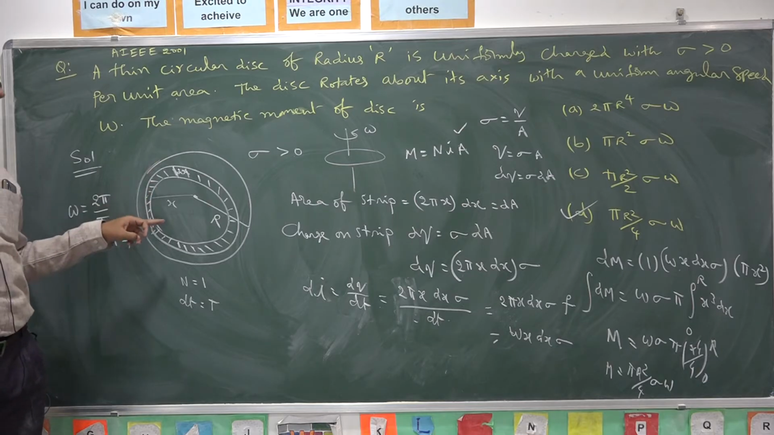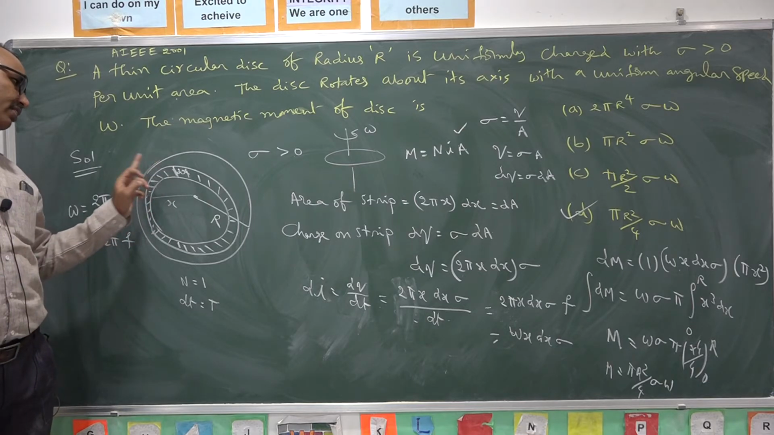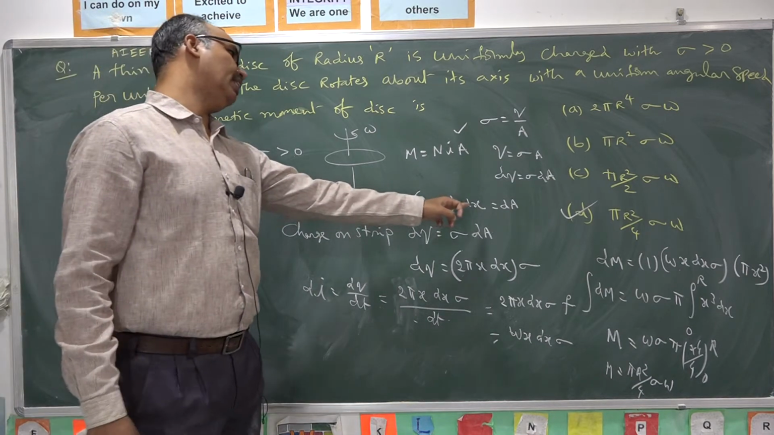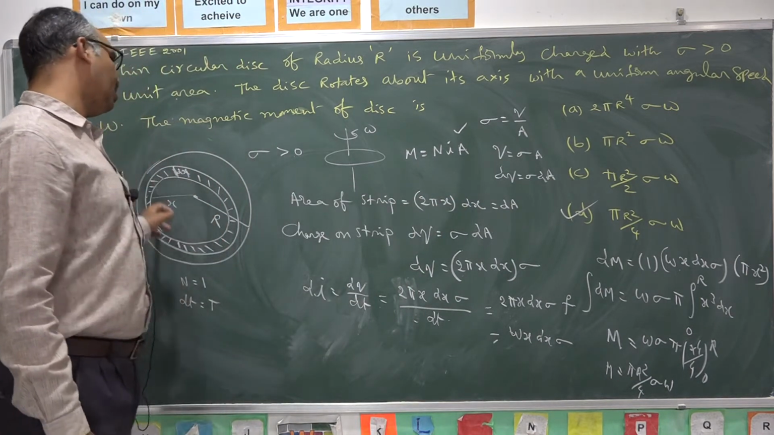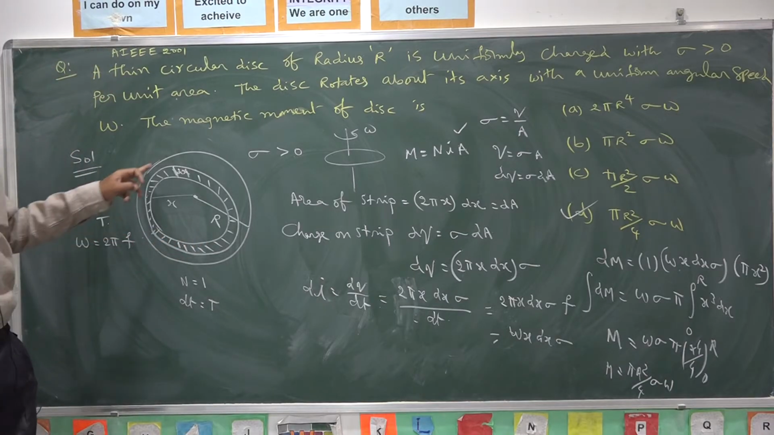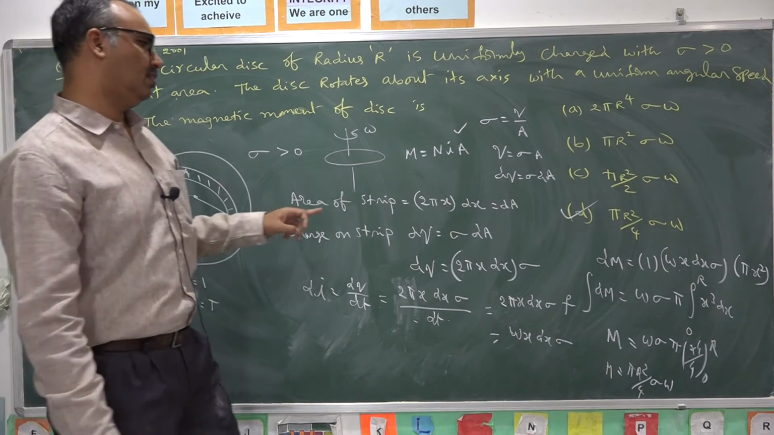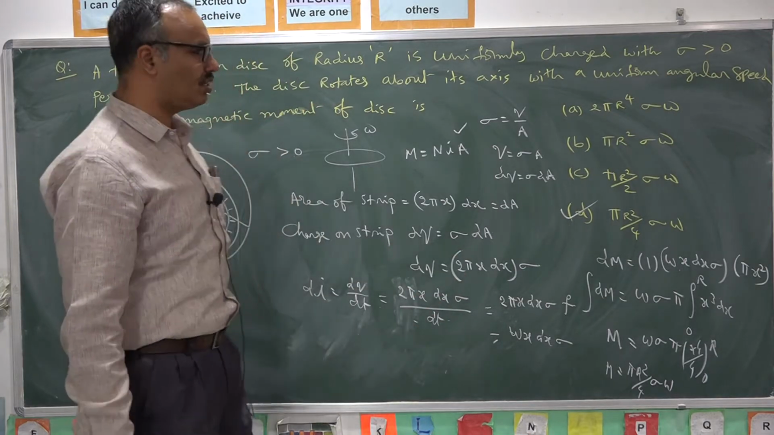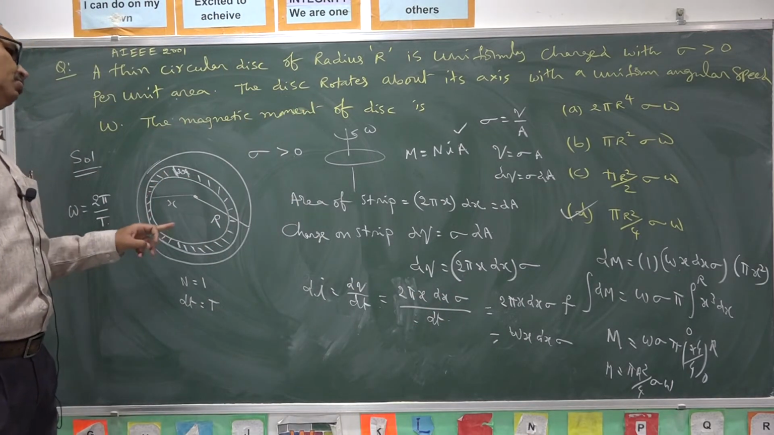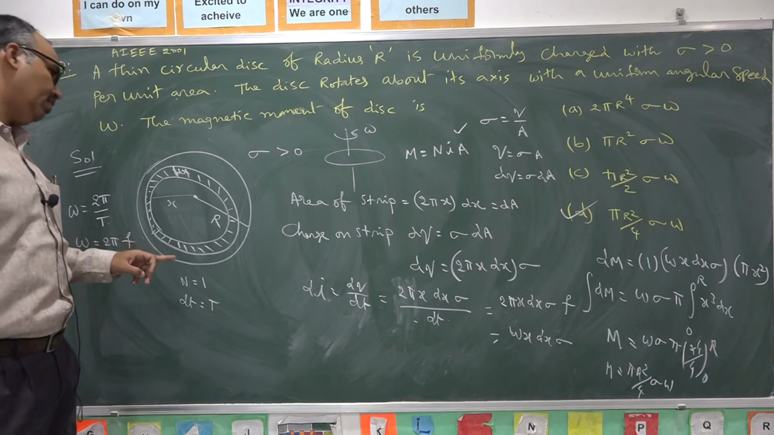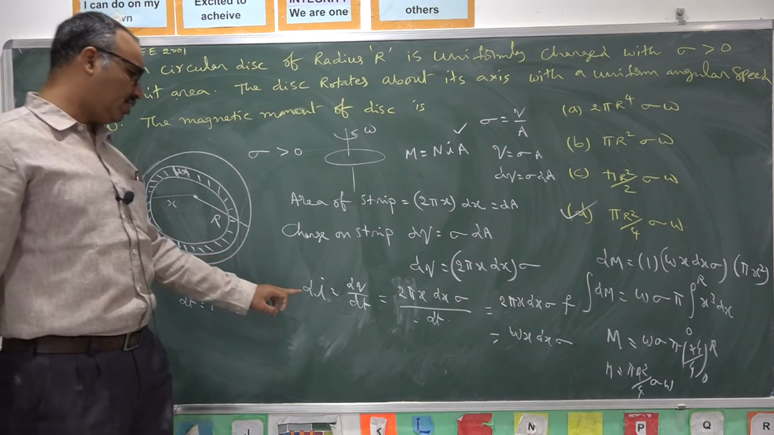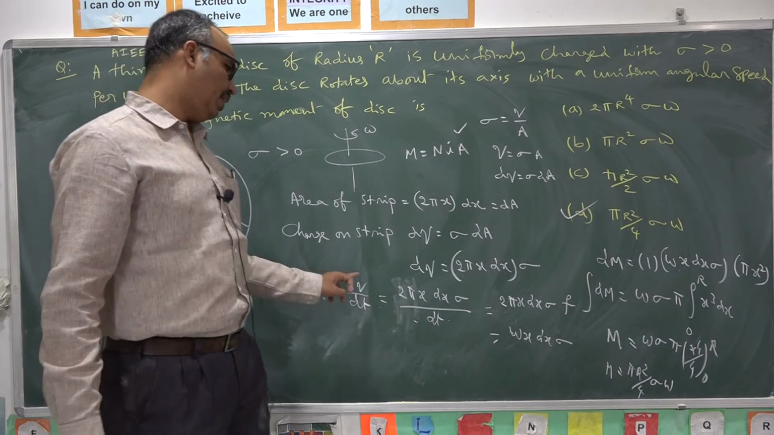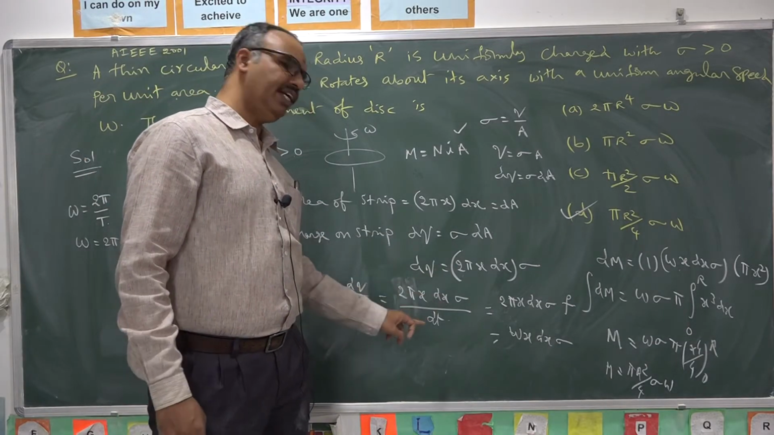Area of this elemental strip is length into breadth. So 2 pi x is the length, into breadth dx, that is the area of the elemental strip. So the charge available on the strip is surface charge density into area. Once the strip is moving, it is generating some current. The strip is generating a small current di is equal to dq by dt. dq is nothing but what we calculated, by dt.